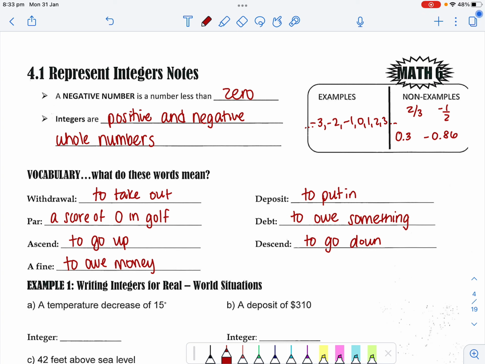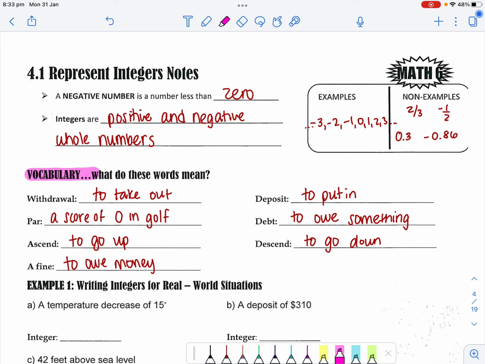So in my examples, the ... means that it continues going on in both directions. But you can see that it's -3, -2, -1, 0, 1, 2, 3. And again, it can continue off in both directions. So -4, -5, and so on. Our non-examples are going to be things that are not whole numbers, still including positives and negatives, but they're just kind of whatever numbers I could think of. So 2/3, -1/2, 0.3, and -0.86, just random numbers that are not whole numbers that include both positives and negatives.